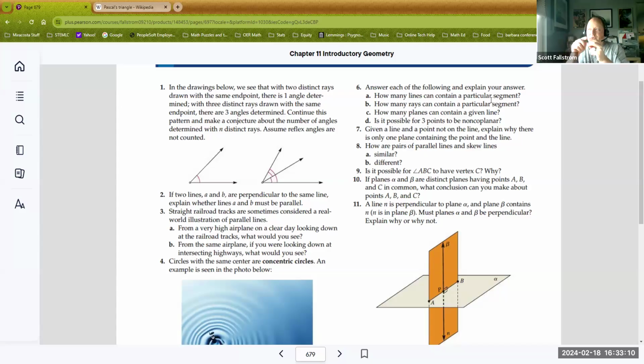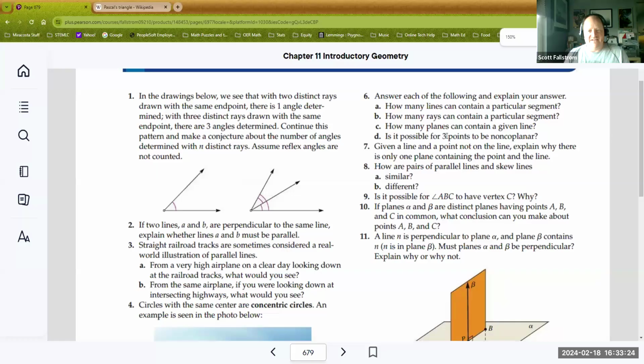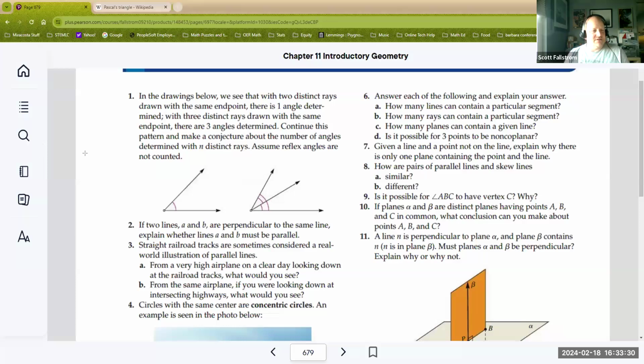And when you think about it, to include the segment, you have to include the points that are on the segment. And once you include 2 of those points, you create a unique line. So that's why the answer for 6A, let me zoom in just a little bit, that's a little small, for 6A would be 1. Okay, so that one seems pretty, maybe you're like, okay, that makes sense, Scott, I totally get it.